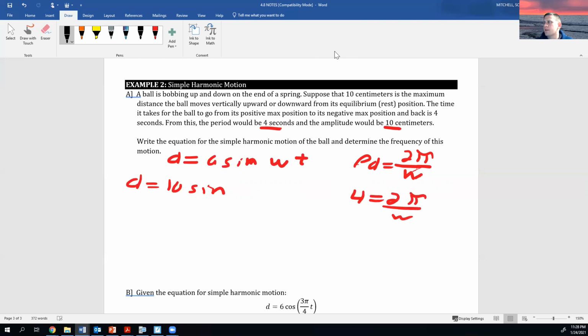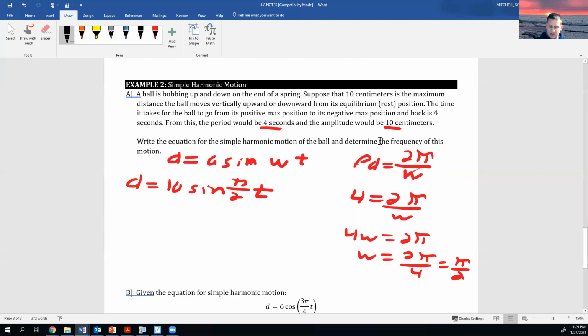And that's 2 pi, and that's w. So you got to solve for w. So cross multiply, or just multiply both sides by w. So 4w equals 2 pi. So then what's w? 2 pi over 4, which is pi over 2. So our equation is 10 sine of... I'm sorry, I said 2 pi. Pi over 2 t. All right, and then it says determine the frequency of this.